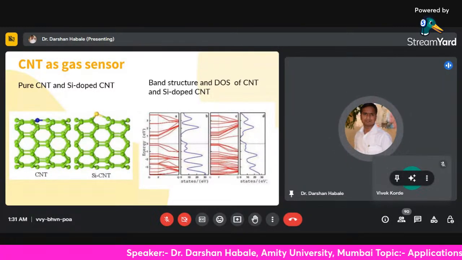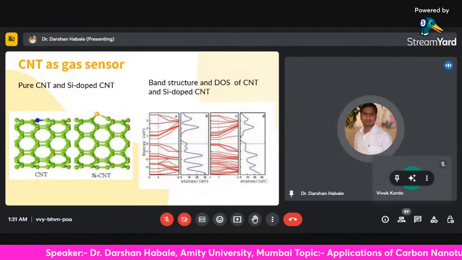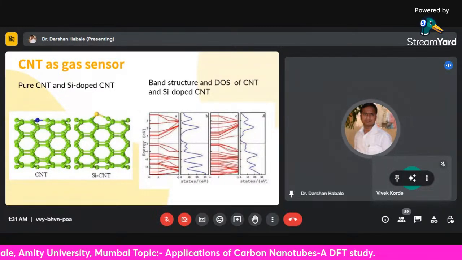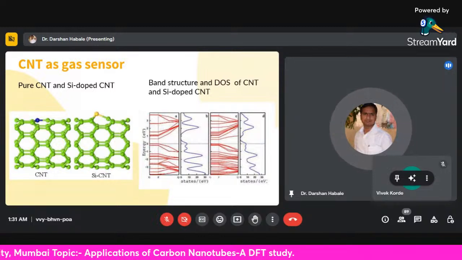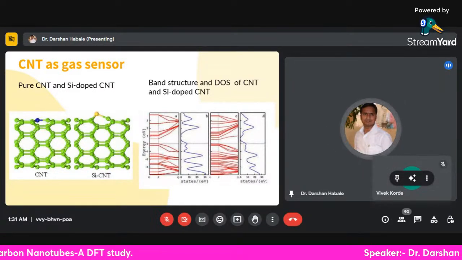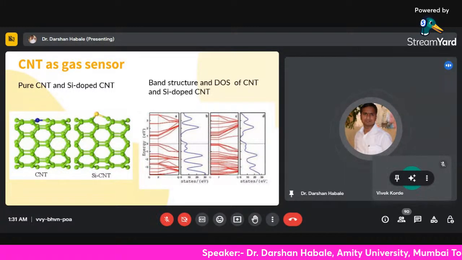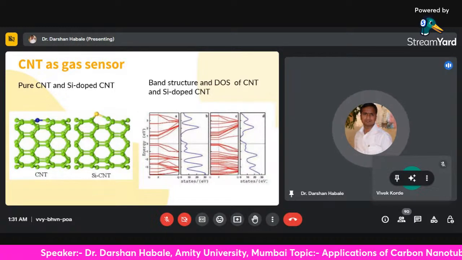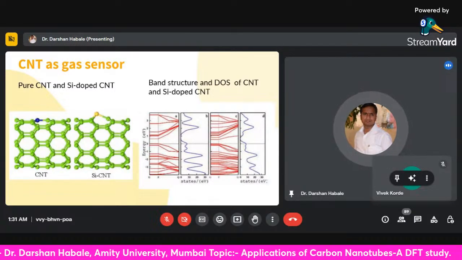So this gets silicon, and if you run the program for the geometry optimization, after optimization we see there is a little bit of a bump. The structure changes a little after we dope the silicon atom, just replacing one carbon atom by a silicon atom. This is the structural change.